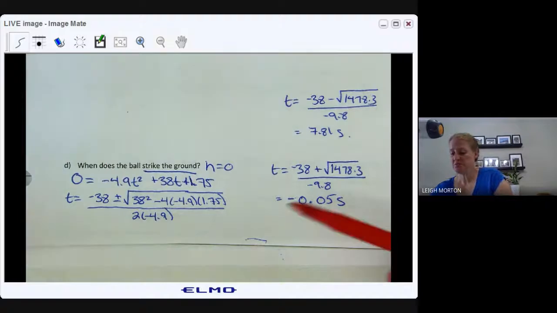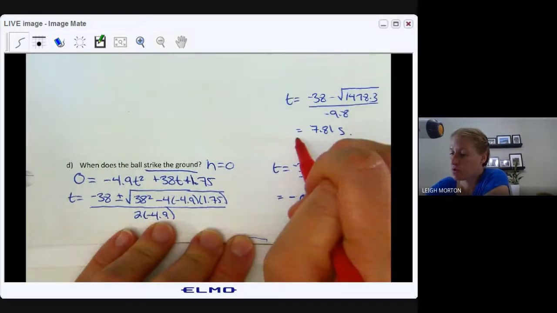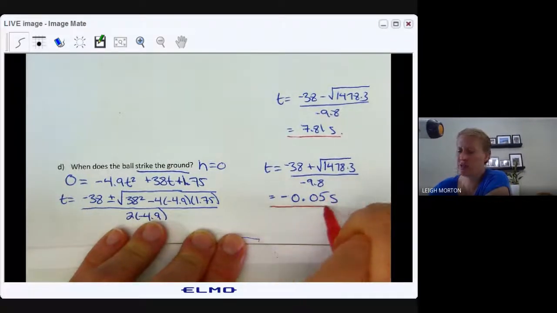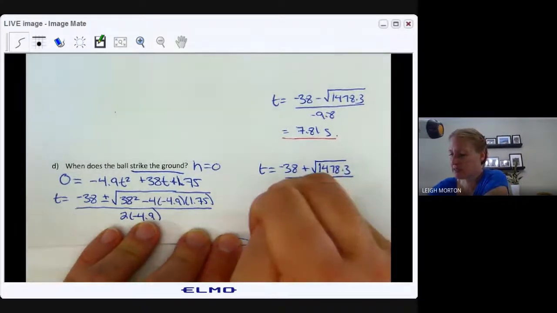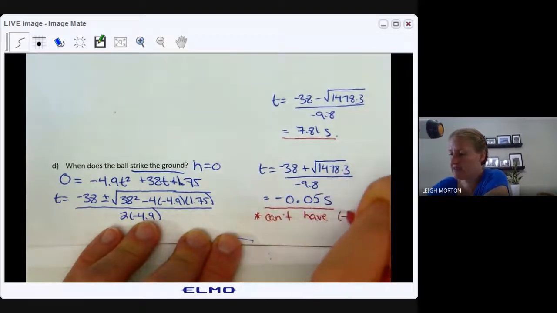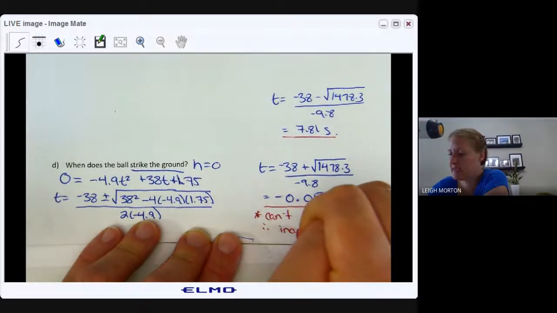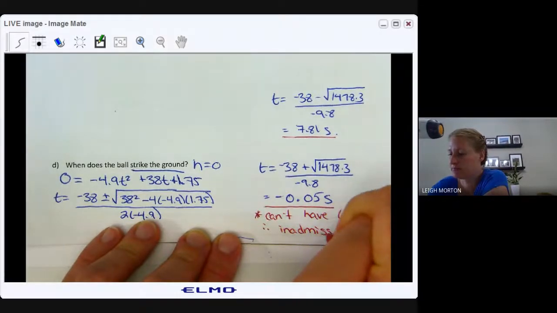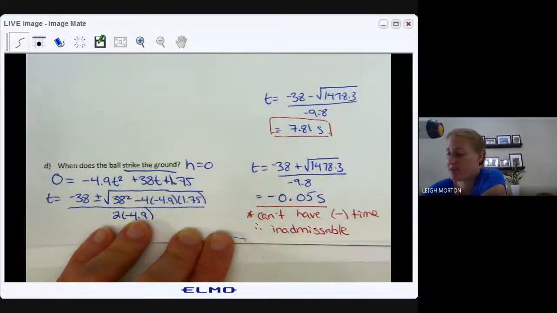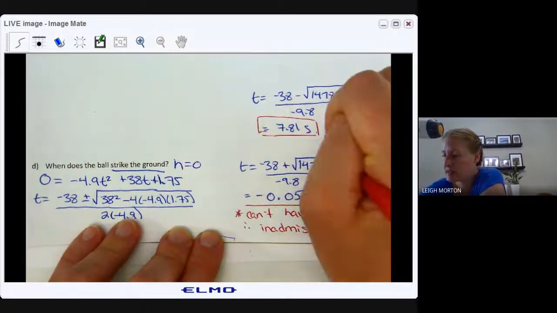As I worked through, I had some annoyingly complex numbers, but I get the two roots are positive 7.81 seconds and negative 0.05 seconds. We can't have negative time. Therefore, we're going to call this inadmissible, which means 7.81 seconds is when the ball hits the ground.